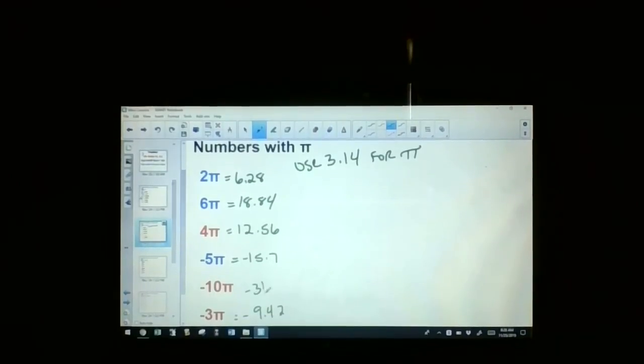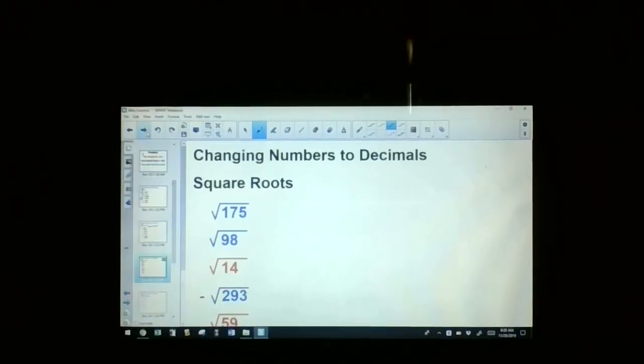-9.42, -31.4. Okay, so that's changing numbers with pi. All right, square root.